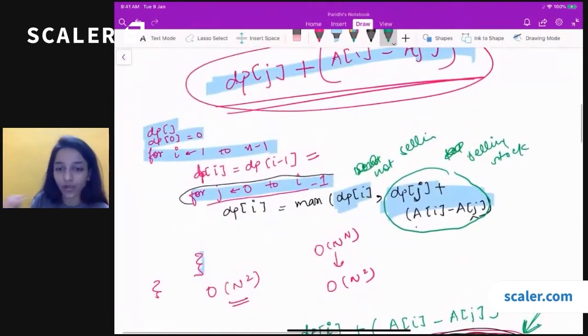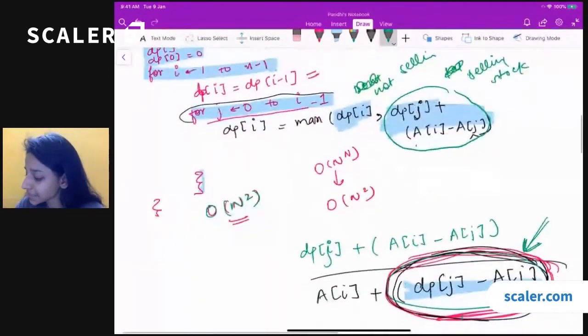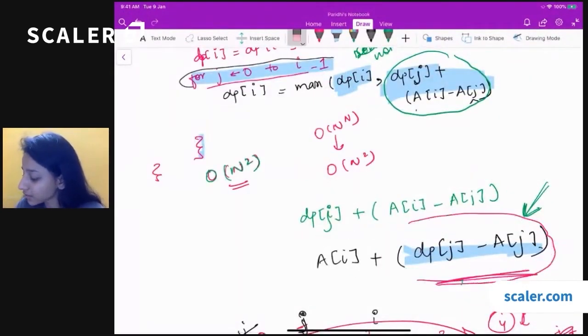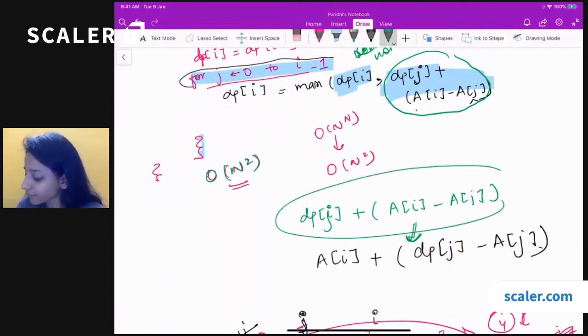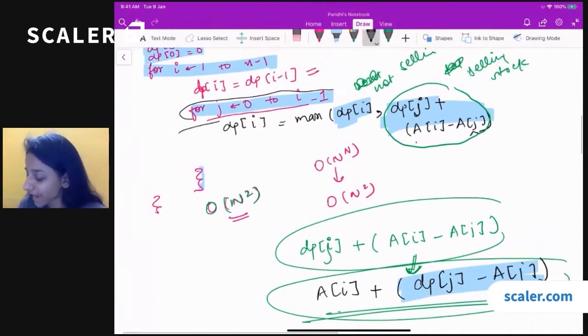Now this will do for all the elements, and that will take the time complexity of order of n square. Now I said that we can optimize it. So if we see this particular condition, in this condition we want to maximize this. I have actually changed it to this. Okay, I have changed it, and this I have got now. So to maximize this, this should be maximum, right?